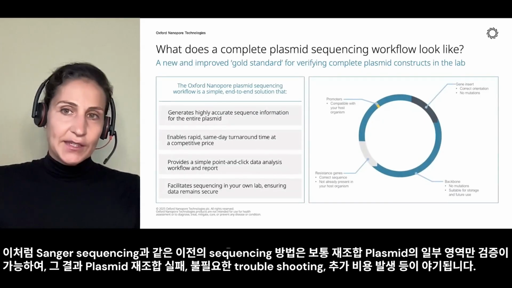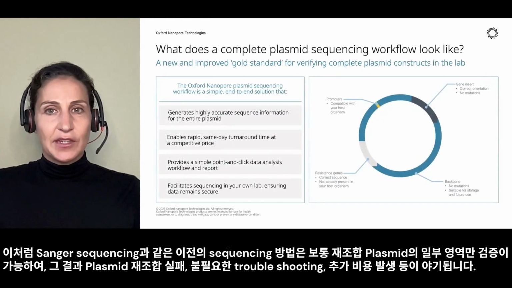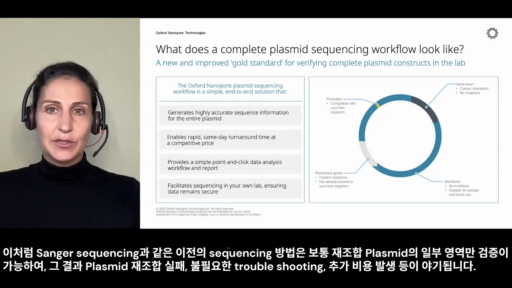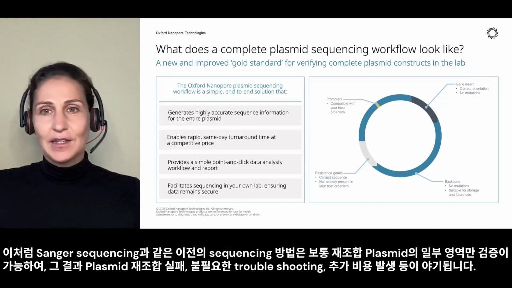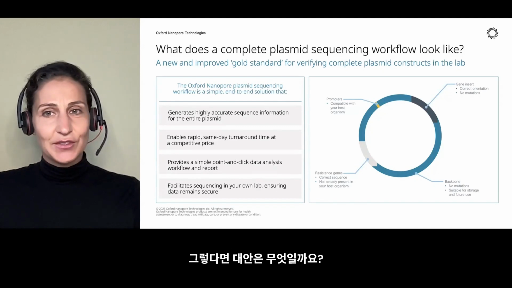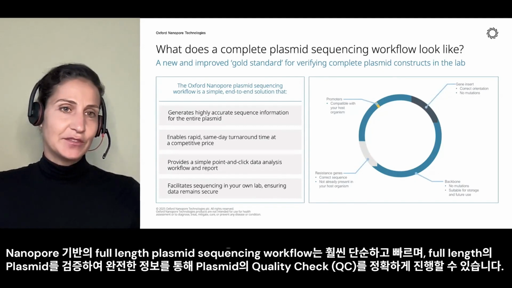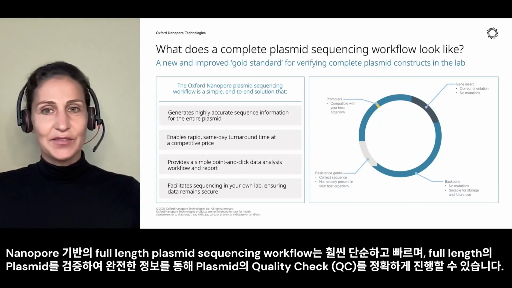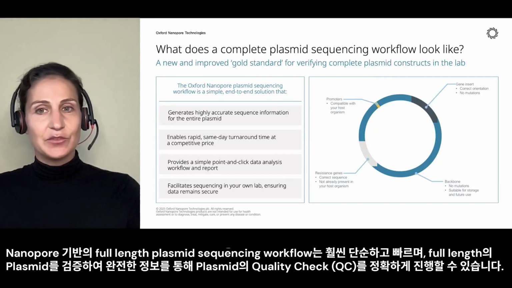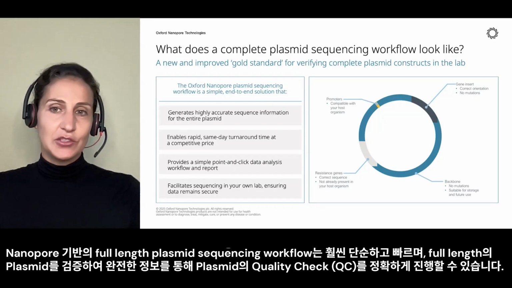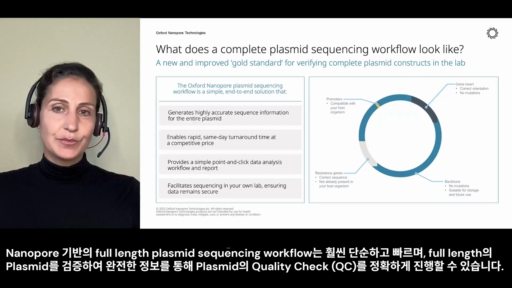So we've seen how legacy DNA sequencing methods like Sanger typically only verify a partial region of the plasmid construct. And we also know that this can result in failed experiments, unnecessary troubleshooting, and increased costs. So what's the alternative? As you'll hear in the remainder of this session, the nanopore-based workflow is easier, it's faster, and it's going to provide you more complete information to verify your entire construct and ensure robust quality control.